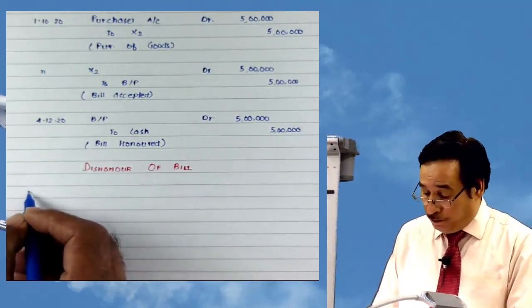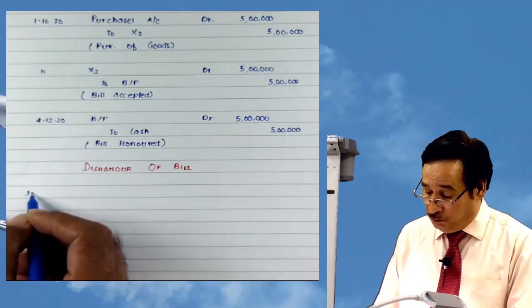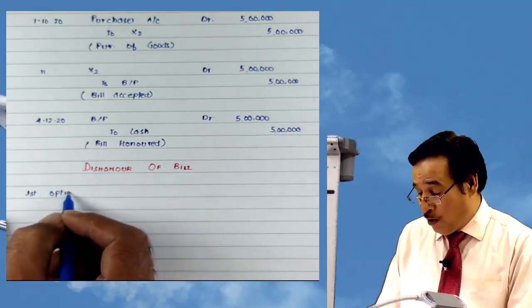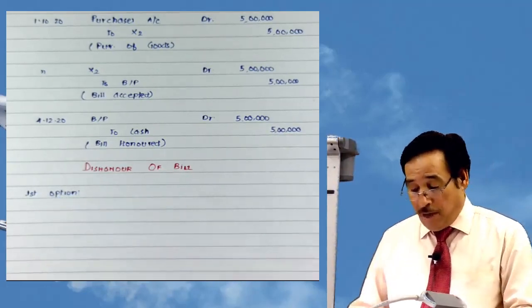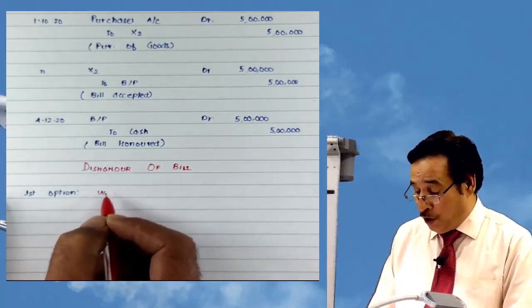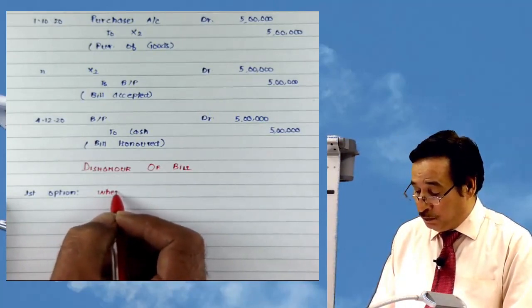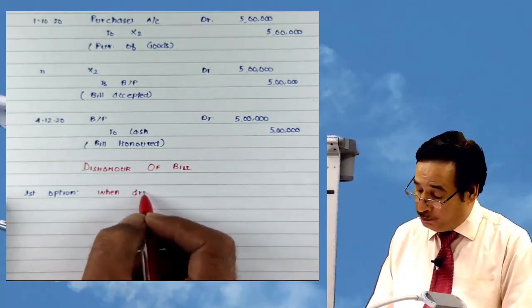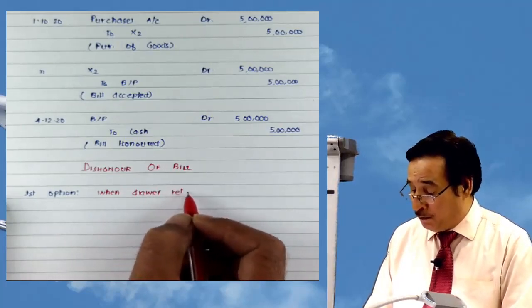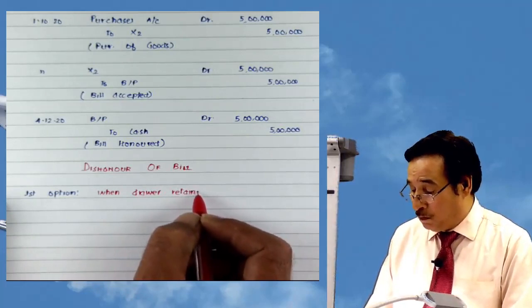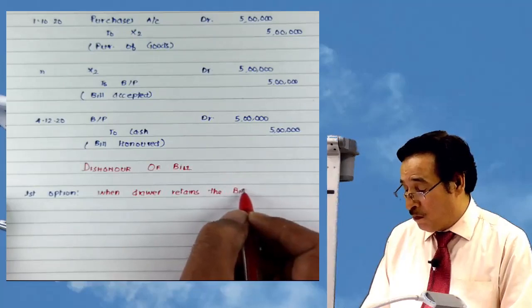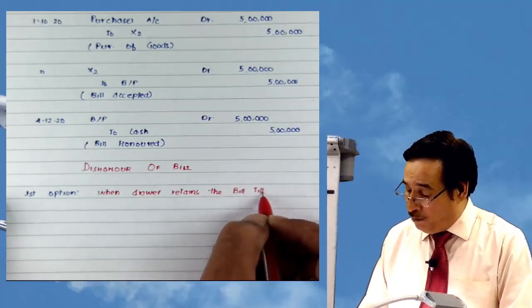So first option: when the bill is retained till maturity, that means the drawer retains the bill till maturity.